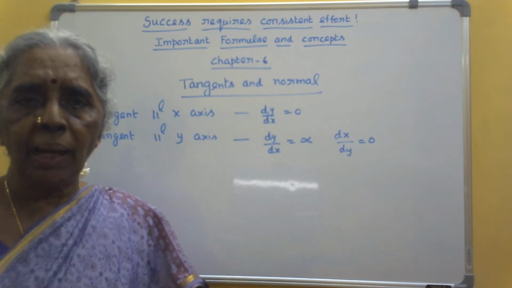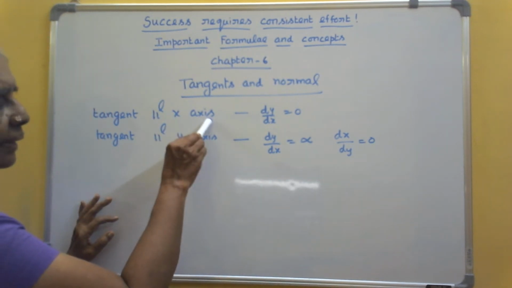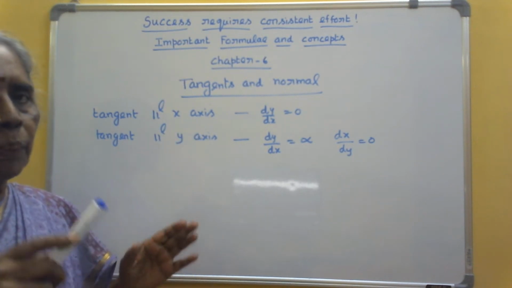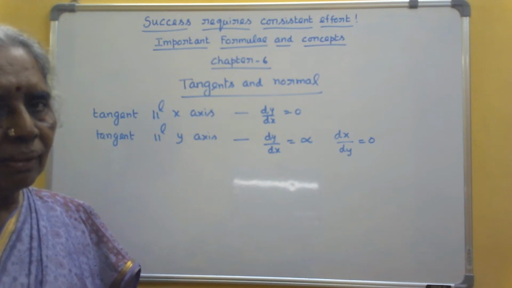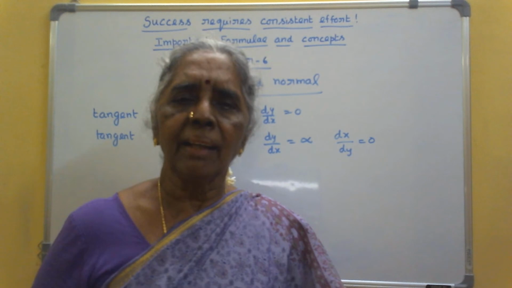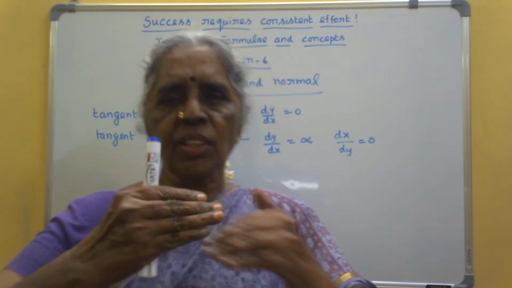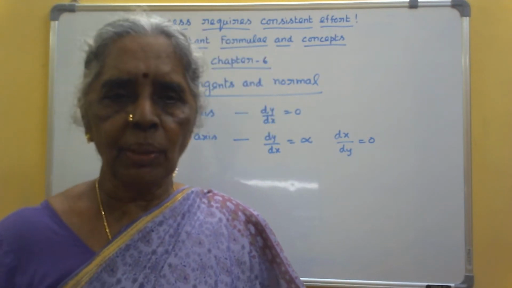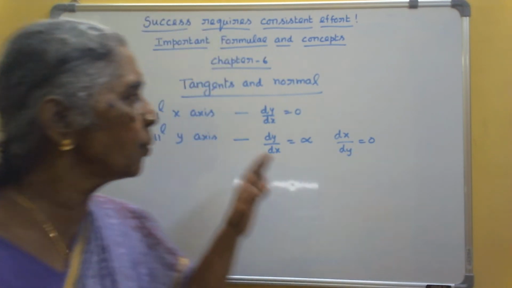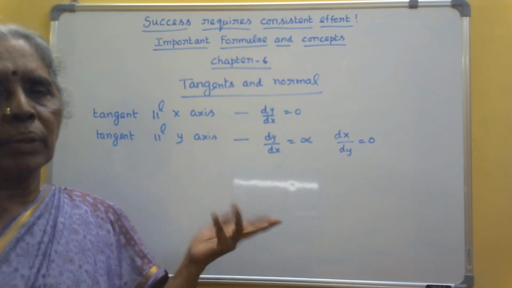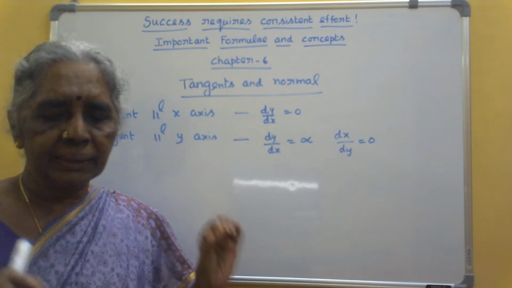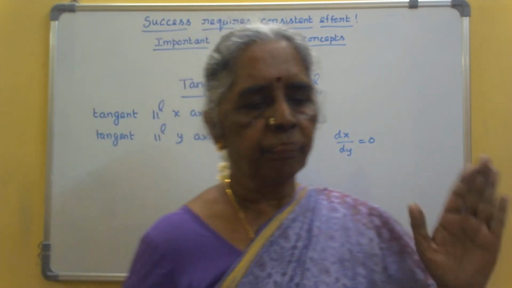If the normal is parallel to x-axis, what does it mean? The normal is parallel to x-axis means the tangent will be parallel to y-axis, the other way, right? So, you can just reciprocate and take the results. Otherwise, wherever normal comes, you can convert it in terms of tangent and then you can use. These are the two basics you should know. If it is parallel to x-axis, what? If it is parallel to y-axis, then what you have to do?